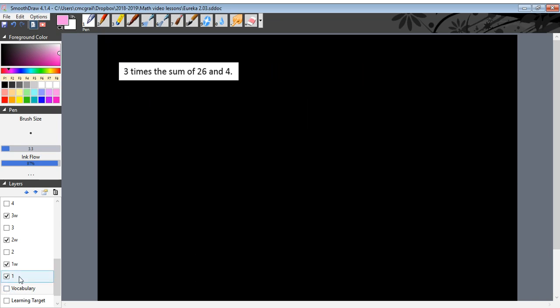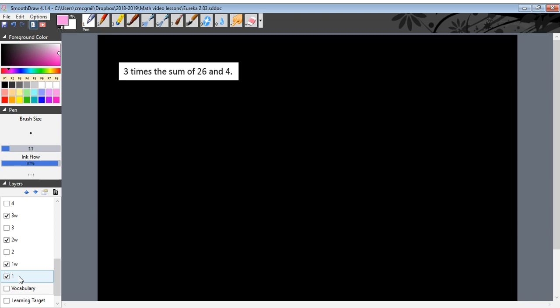Okay, so for problems 1, 2, and 3, we're going to be looking at words, and we need to change them into a numerical expression. So we're going to represent it with numbers and symbols. So the first problem says 3 times the sum of 26 and 4. So most of these expressions are going to be split up into 2, maybe even 3 parts.